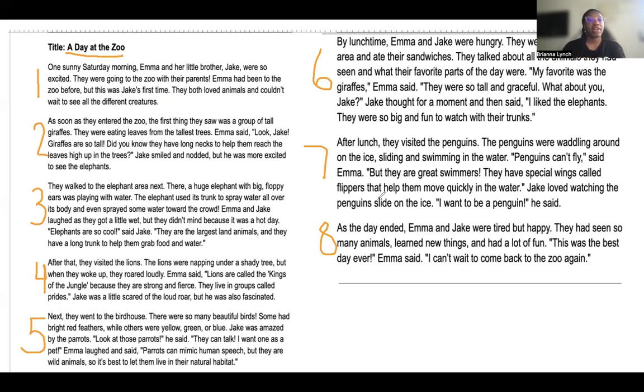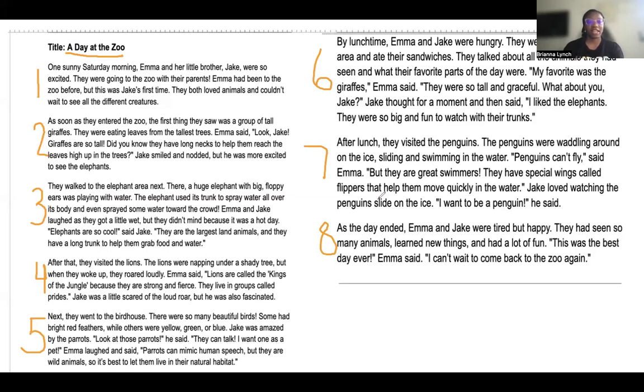They walked to the elephant area next. There, a huge elephant with big floppy ears was playing with water. The elephant used its trunk to spray water all over its body and even sprayed some water toward the crowd. Emma and Jake laughed as they got a little wet, but they didn't mind because it was a hot day. "Elephants are so cool," said Jake. "They are the largest land animals and they have a long trunk to help them grab food and water."